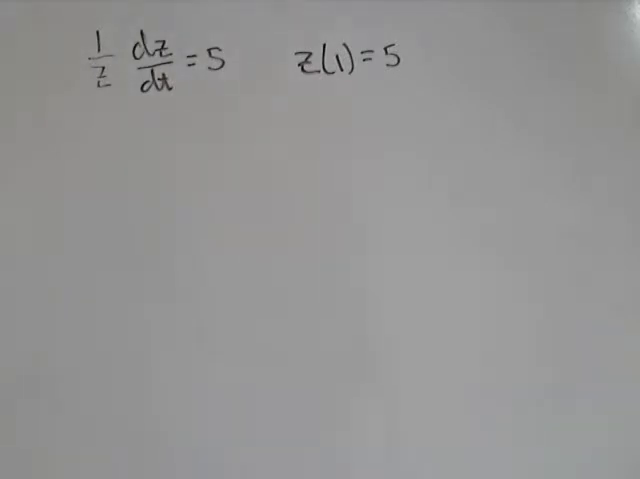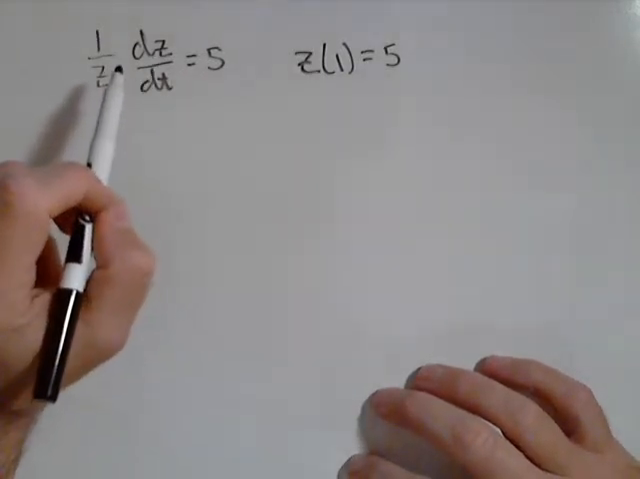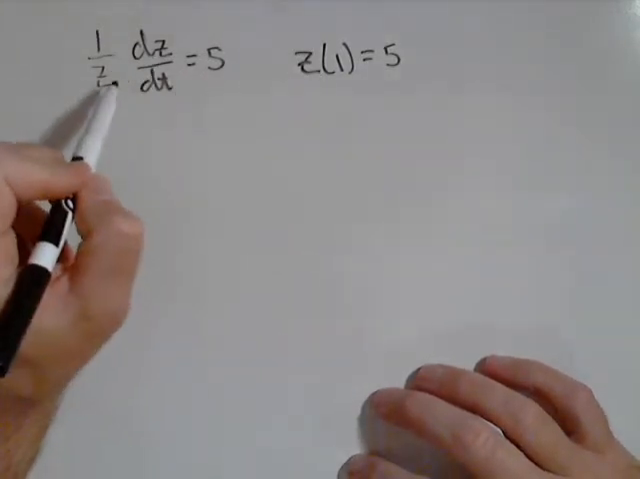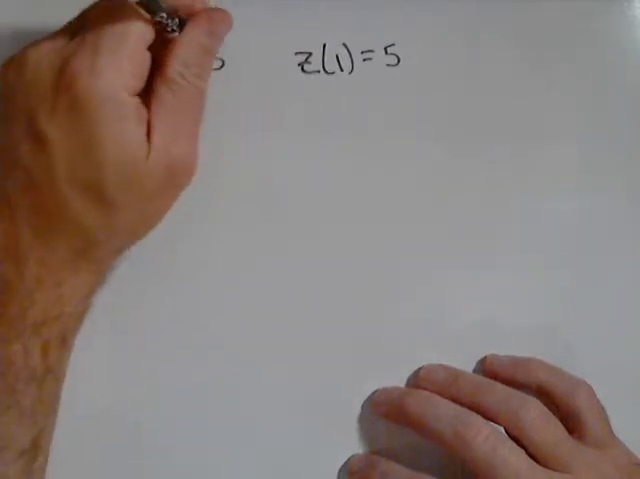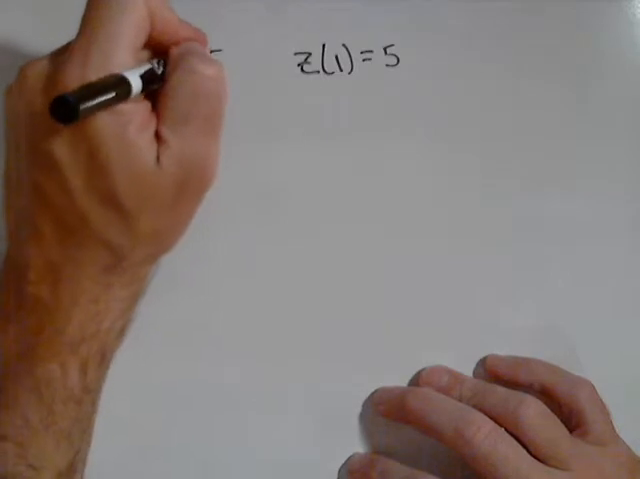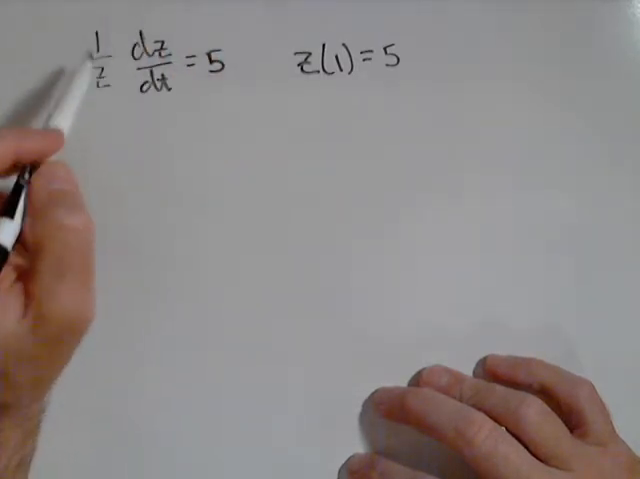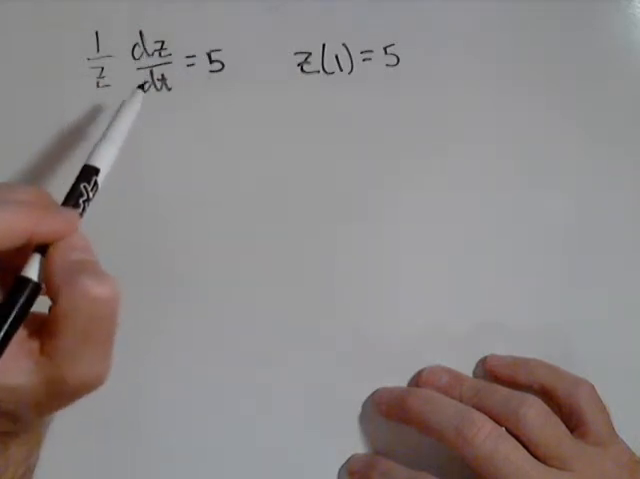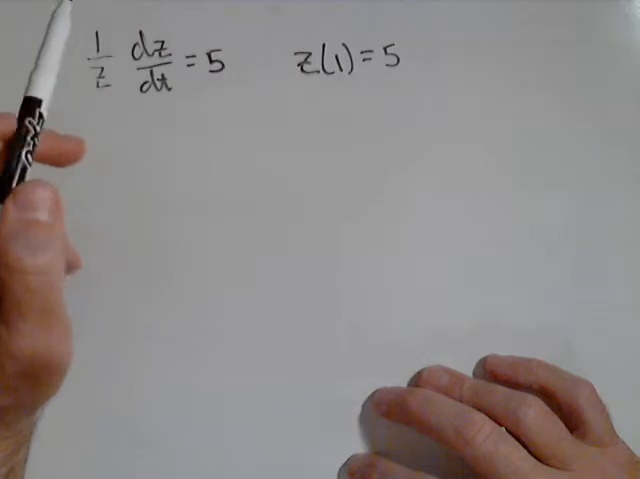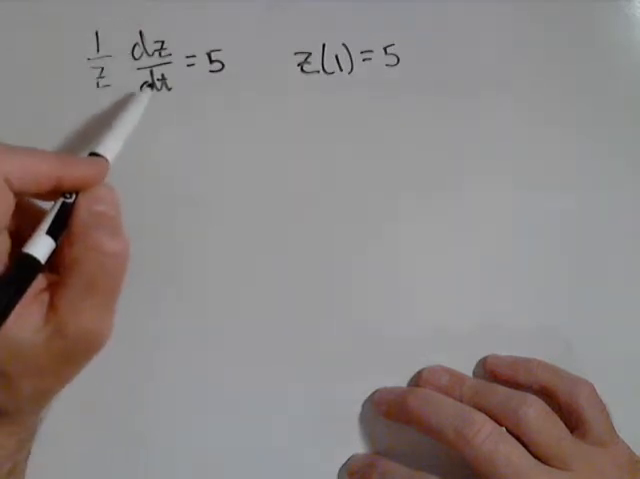In this video, we're going to look at solving a differential equation via separation of variables, with an initial condition. The way separation of variables works is we need to get all the z's on one side and all the t's on the other, and we don't want dz or dt to be in a denominator. They have to be in a numerator. So that makes it pretty straightforward as to which one is going to go where.